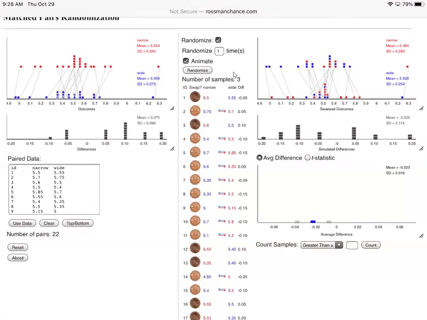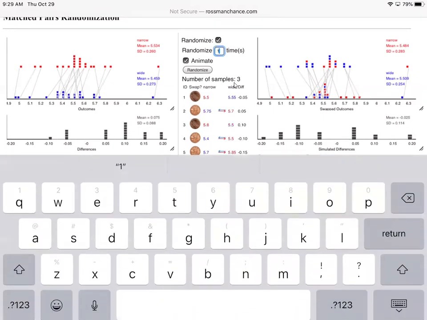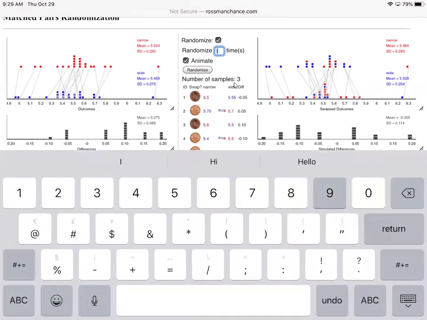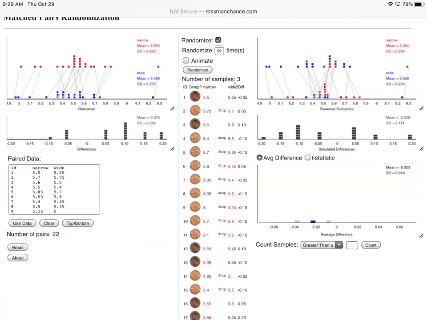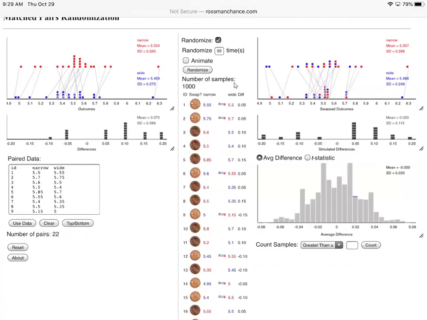So how many more should we put in? Well, I'm going to change this to 997 because we already have 3. And I'm going to get rid of animate because it'll just go crazy. So I'm going to click randomize. And out it comes. Okay. So there is my null distribution.